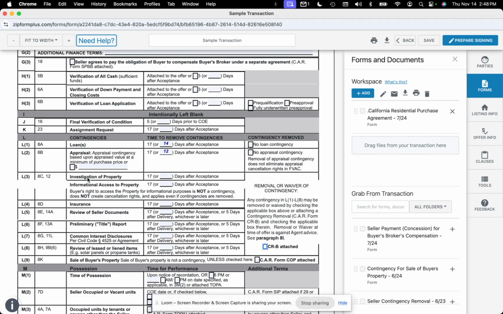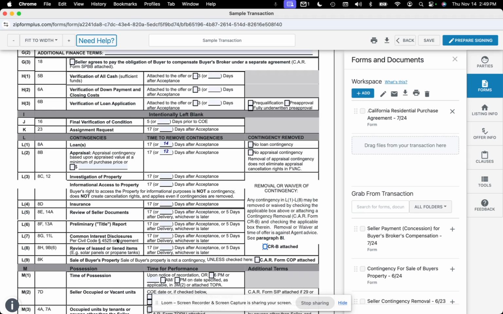But let's go through them one by one. Now that we've understood the loan and appraisal, you have a contingency for the investigation of the property, the physical inspection. You have a contingency for insurance, for a review of the seller documents, meaning the documents that they're sending to you with all the disclosures and all the material facts and everything like that they want you to know about the property. You can get out of the contract if you see something in these documents that you don't like. You can get out of the contract if you don't get insurance that's going to fit your budget. You can get out of the contract if you see something on the title report that you don't like.